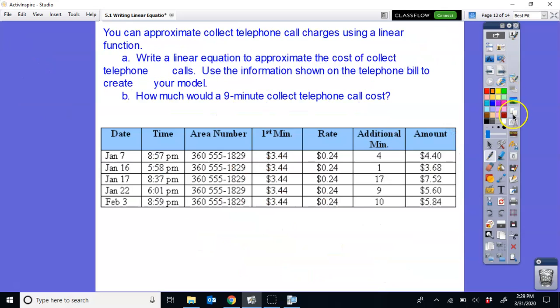All right, let's try it again. Use the table below here to see if you can figure out the linear equation. And I'm sorry for the little gaps here in this writing. I don't know why I did that.